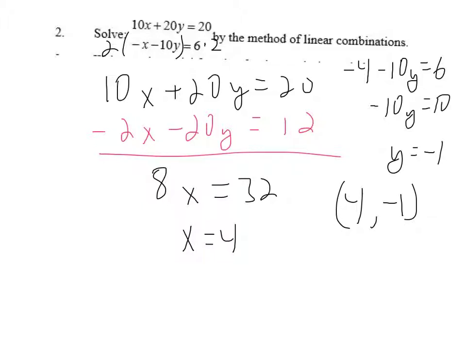I'm going to go back to my other equation that I didn't use to check. So 4 times 10 is 40. Negative 1 times 20 is negative 20. And that does equal 20. So that checks. That's the solution.